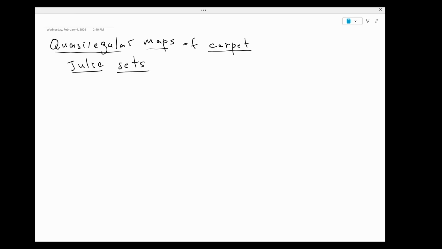I will talk about quasi-regular maps of Carpet-Julia sets, and this is joint work with Letian Shen, who is a last year undergraduate at the University of Science and Technology in China, and he's applying for graduate schools, in particular in the US. I'm just saying. Okay, so I will discuss Julia sets of rational maps.